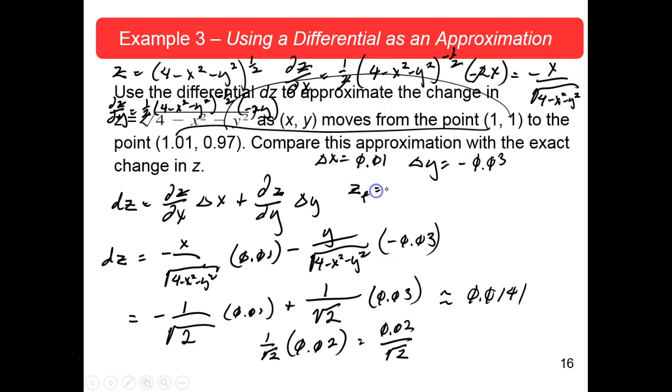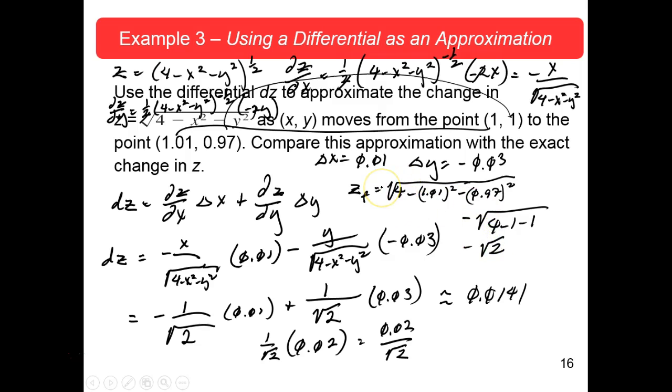Z final is going to be the square root of 4 minus 1.01 squared, that's your actual x value, minus 0.97 squared, that's your actual y value, and then subtract from that the square root of 4 minus 1 minus 1, which is root 2.